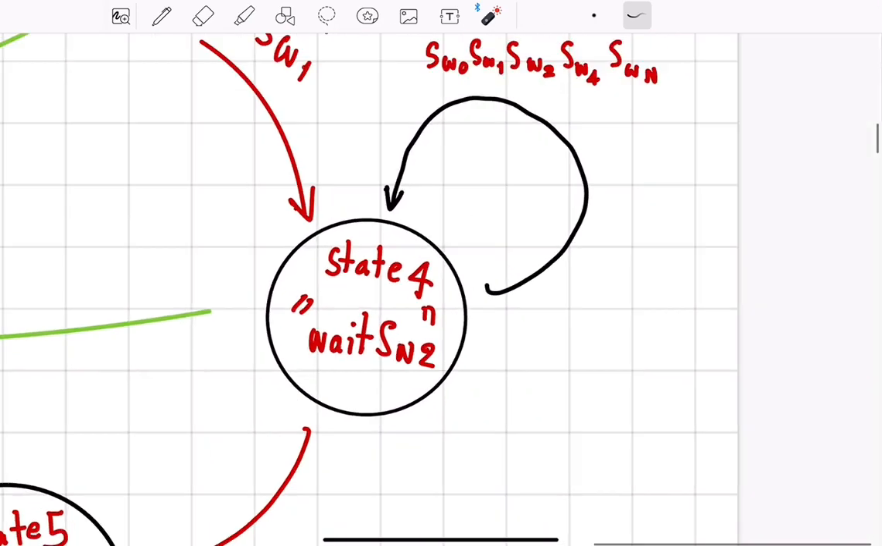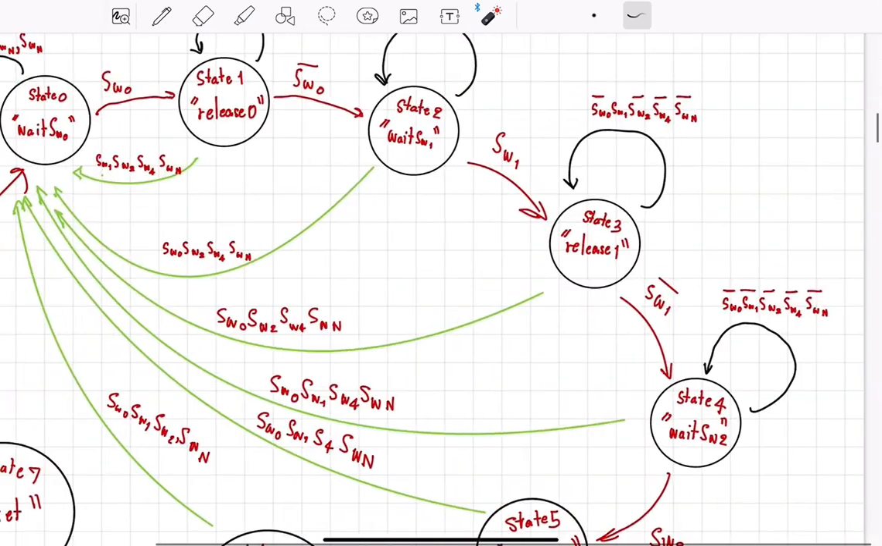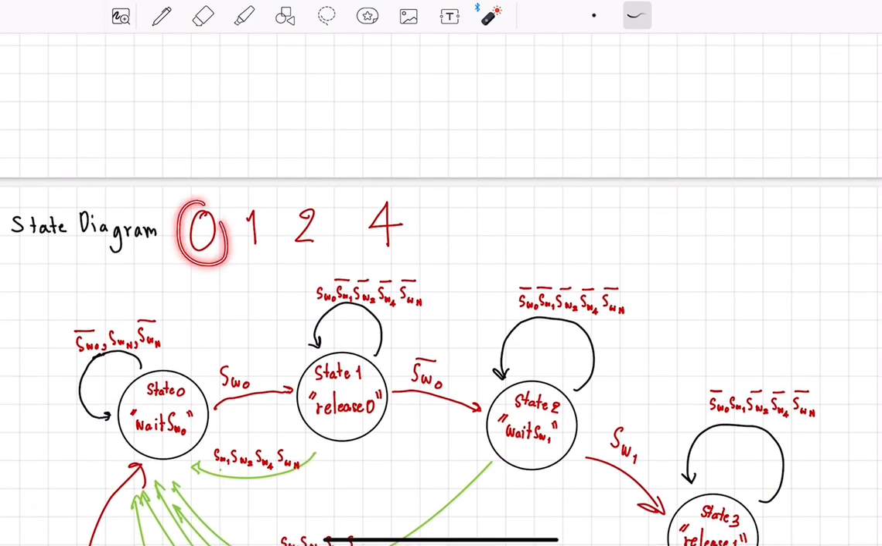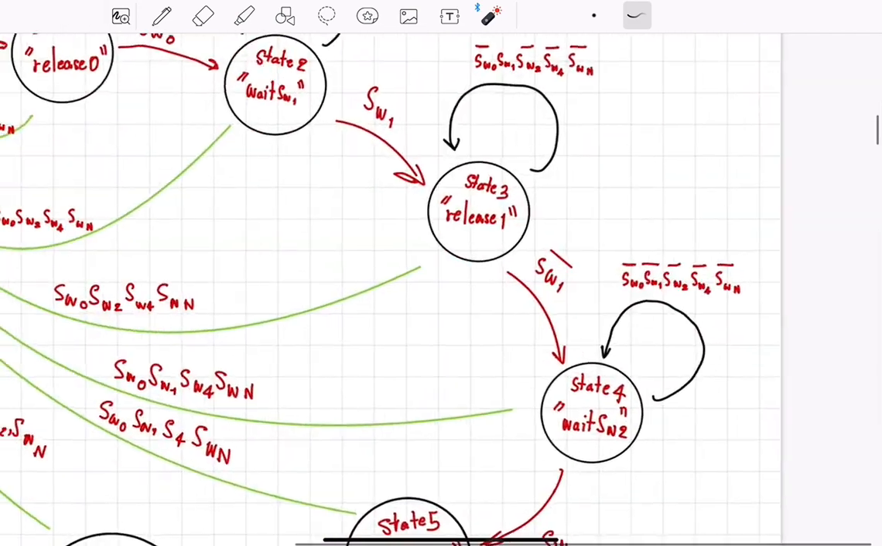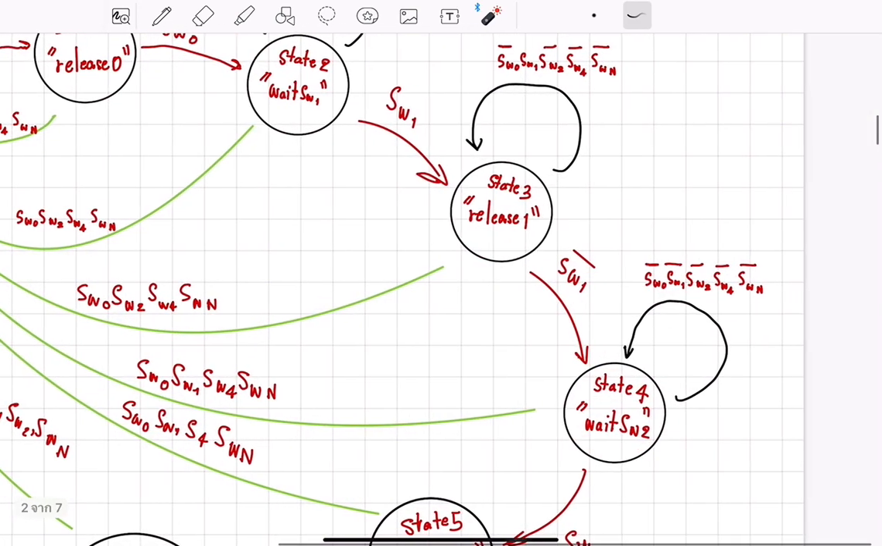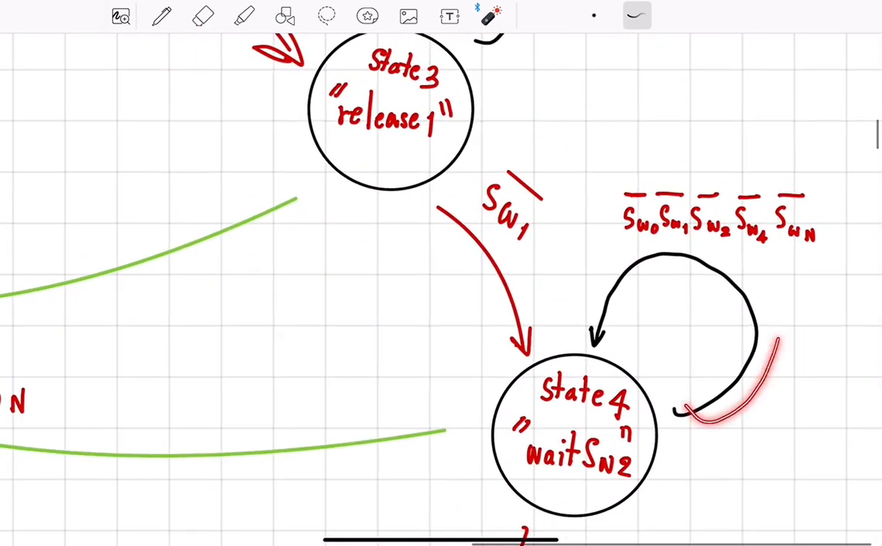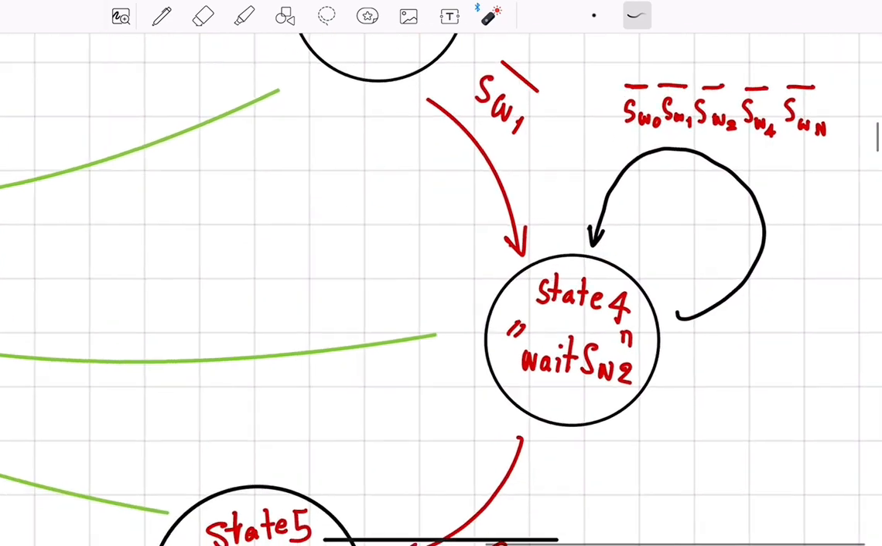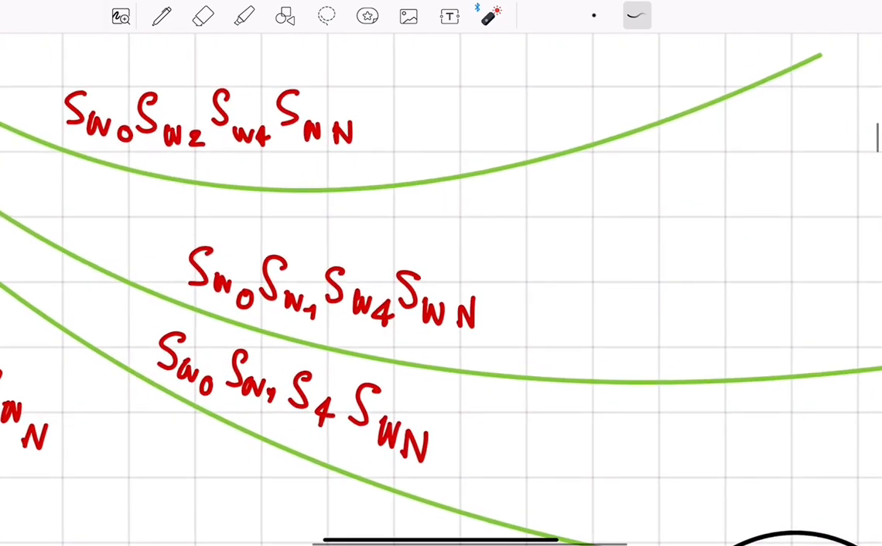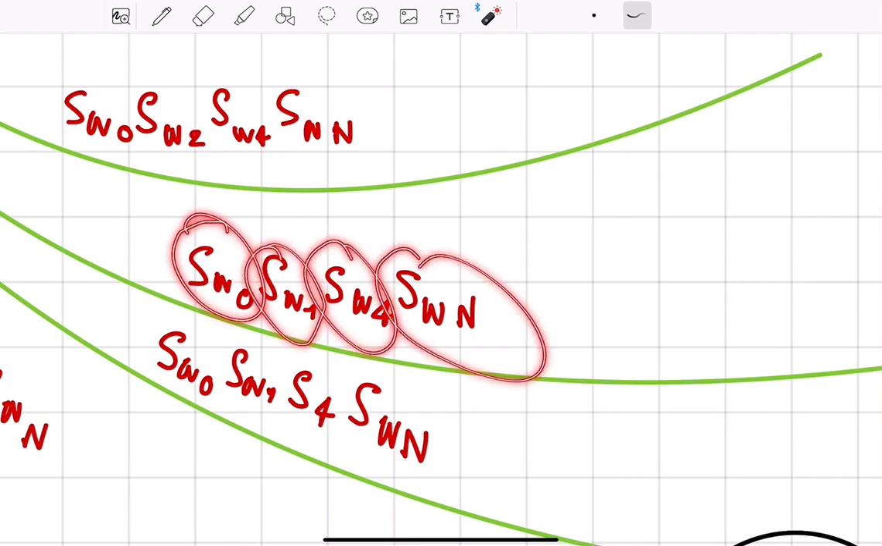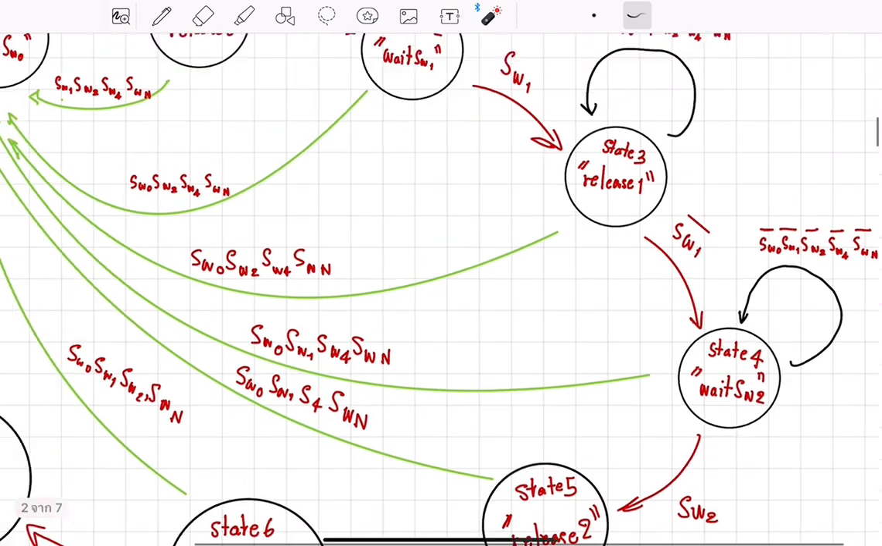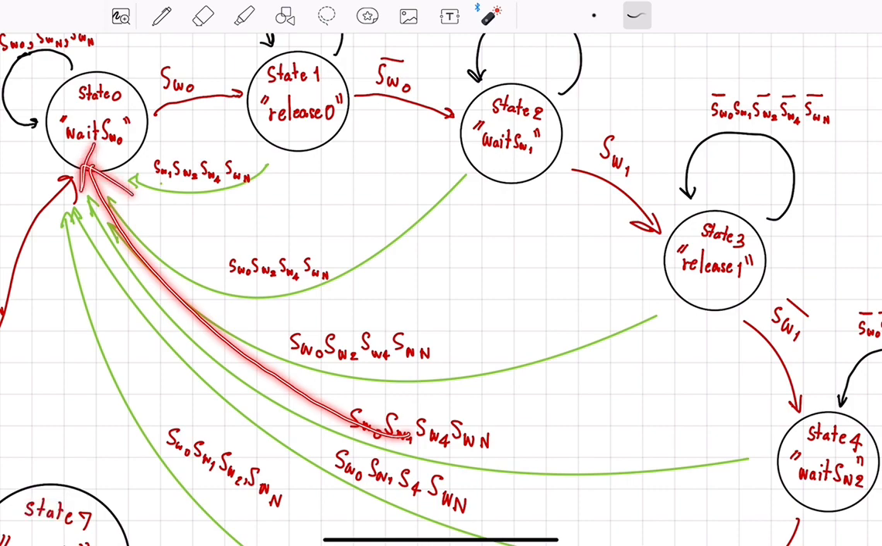State 4 is wait. It means wait for switch 2. Number 4 is 2. 0 goes to 1, 1 goes to 4. Wait, I push 4 in state 4. When I don't push switch 0, switch 1, switch 2, every switch, it keeps working again in state 4. If I push switch 0, switch 1, switch 4, switch N, it's not switch 2. I go to state 0, which is reset.